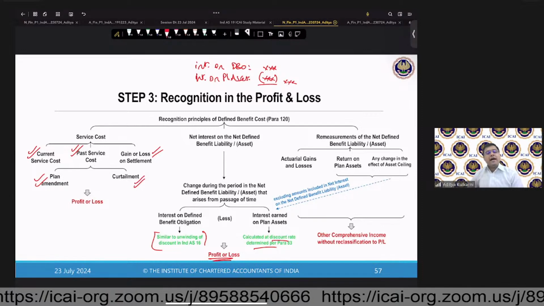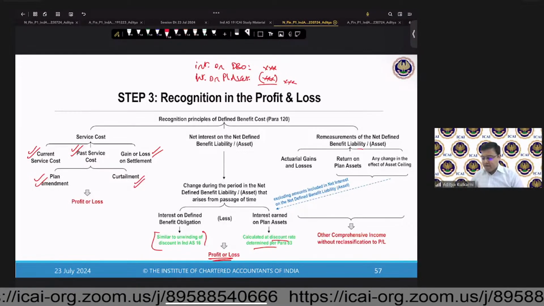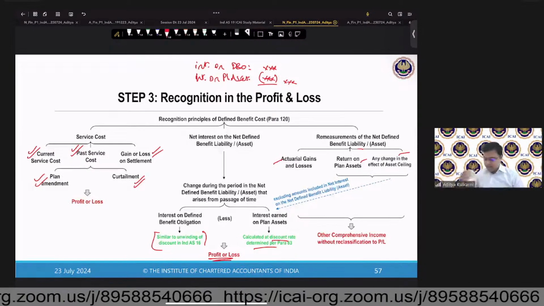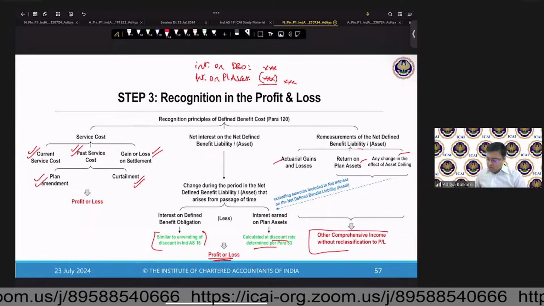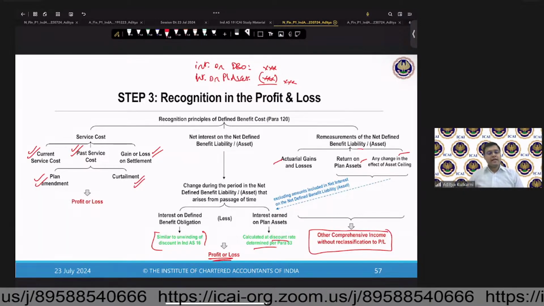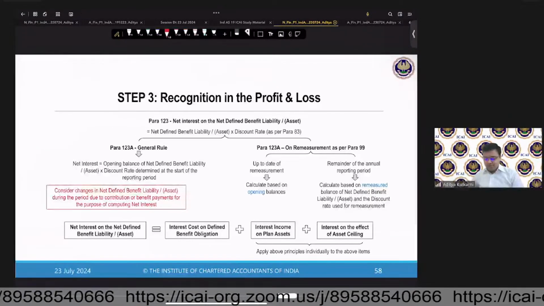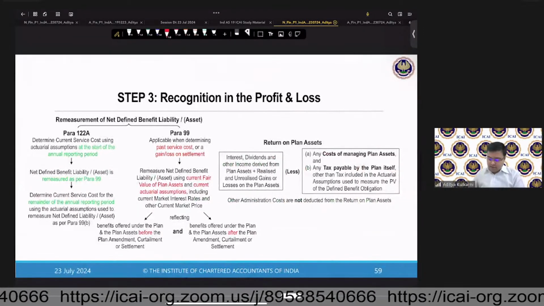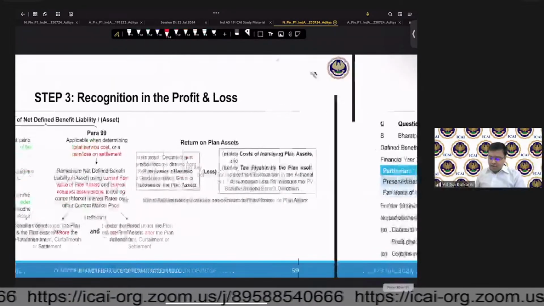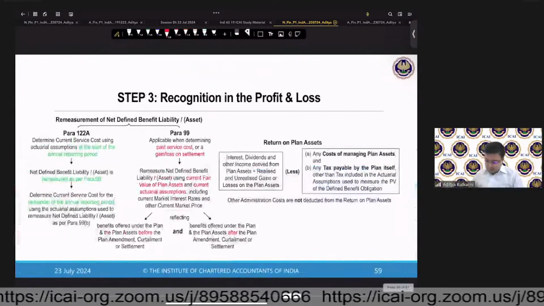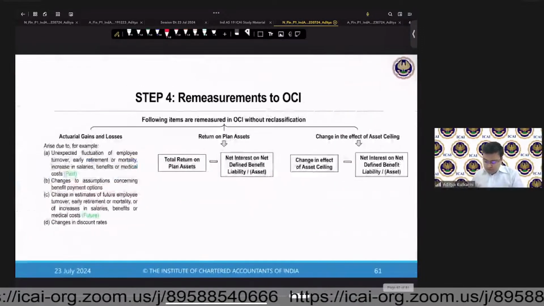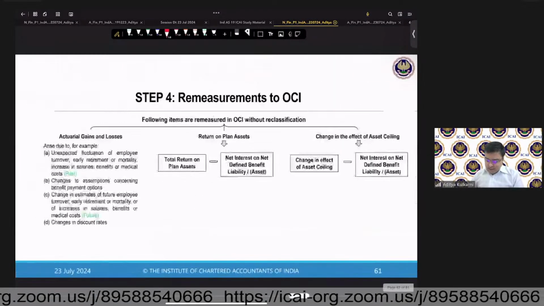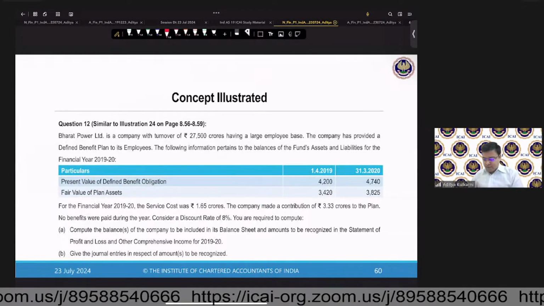And sometimes you would be having remeasurement of the net defined benefit liability: actuarial gains or losses, return on plan assets, change in effect of asset ceiling. These amounts will go to other comprehensive income without reclassification to the P&L. That's it. On net interest, you can go through this theory, not much for discussion today. So that's it. I will take you through question number 13, and then we come to question number 12.